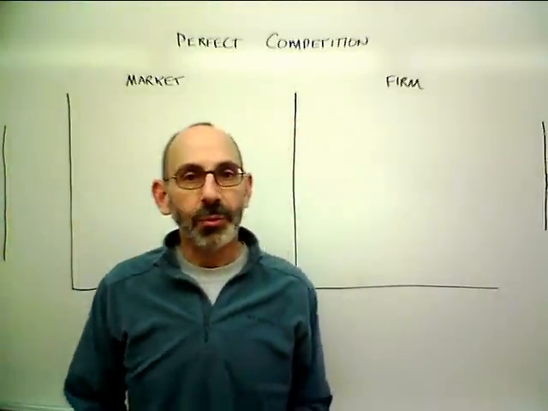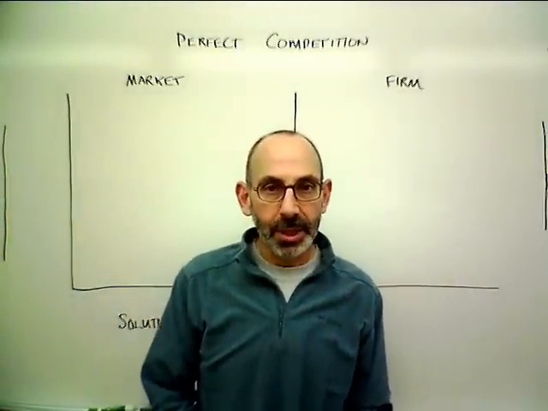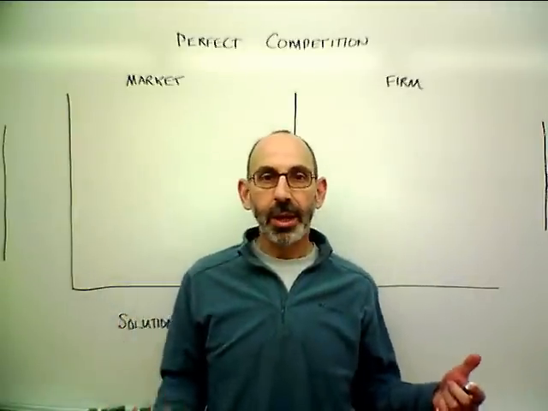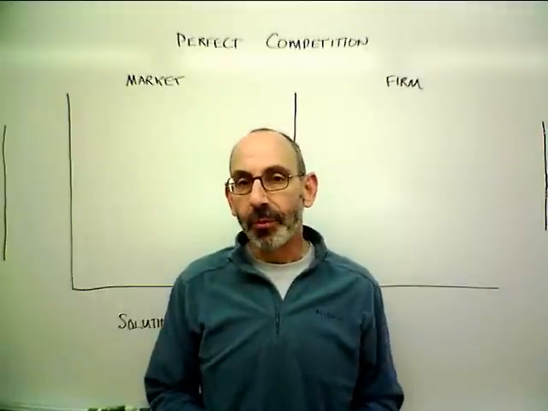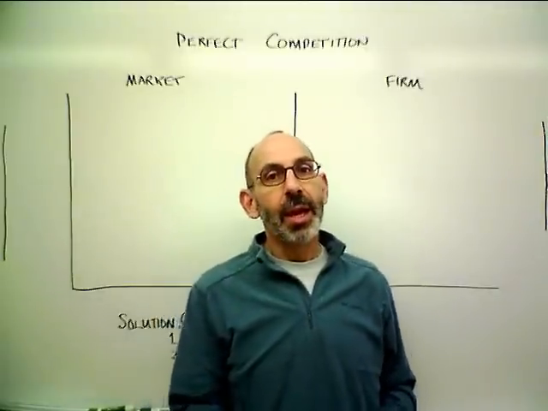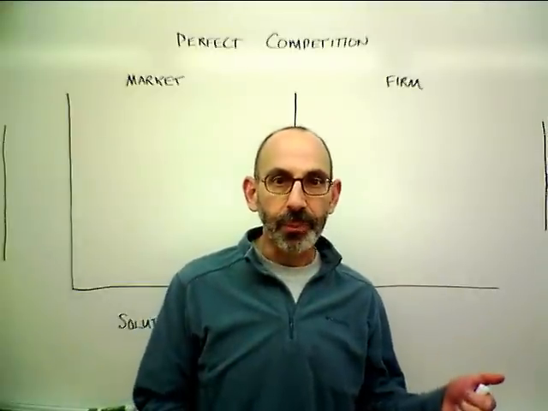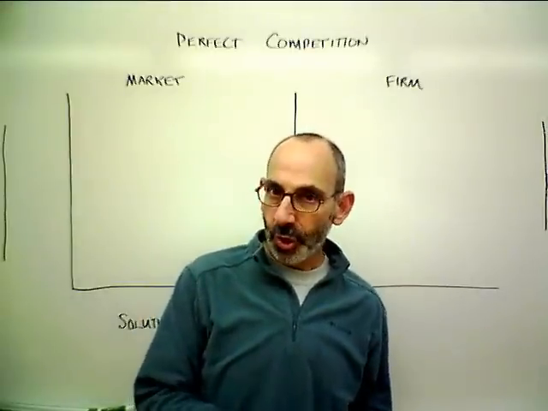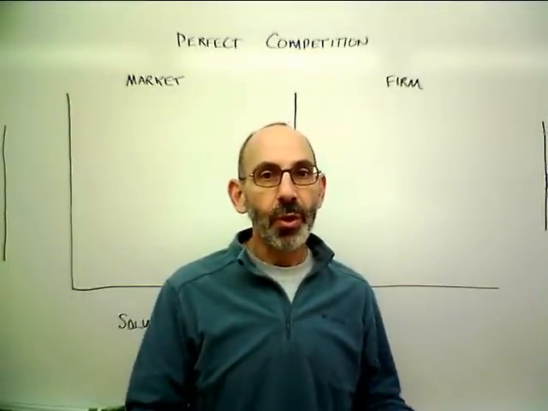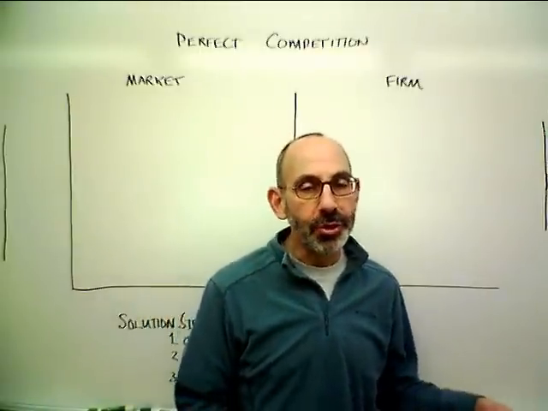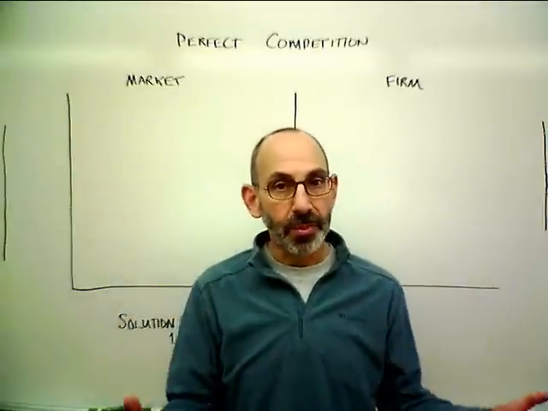In this segment of the review of microeconomic topics, we're going to discuss perfect competition, and in particular the relationship between the market and the firm in perfect competition. Specifically, how do we determine equilibrium price or quantity, both in the market and the firm? And once that is determined, what is the situation for the firm with regard to its profitability, and how does that influence or determine the number of firms in the market?